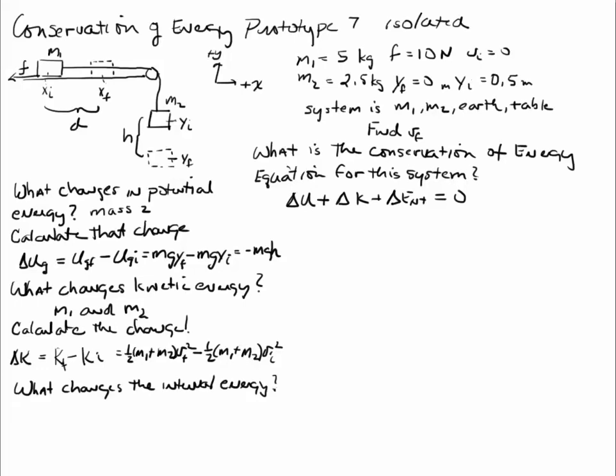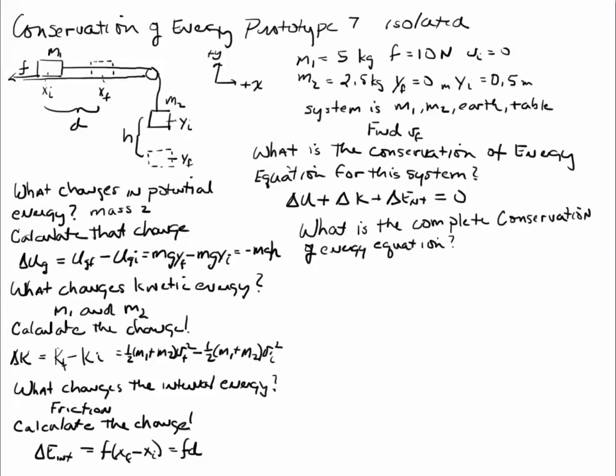What changes in internal energy? Friction. Okay, we have work being done internally between mass 1 and the surface of the table. Calculate that change, and it's simply the change in internal energy is equal to the frictional force times the distance d.